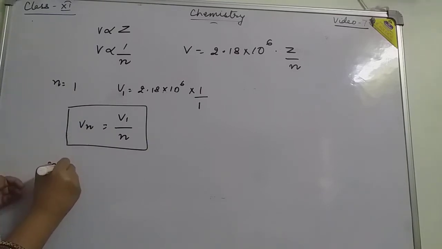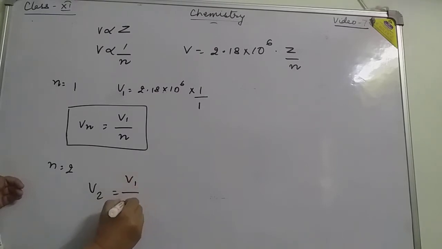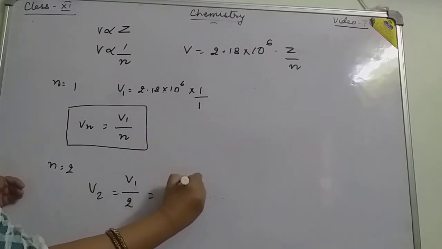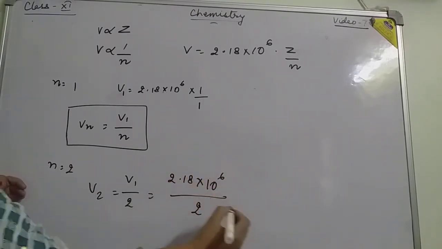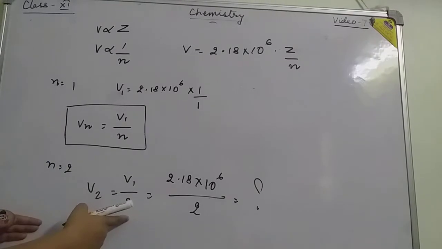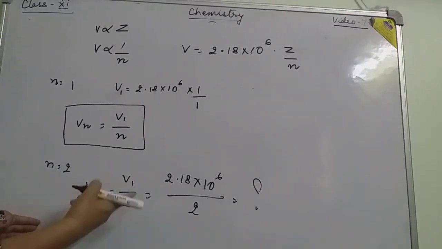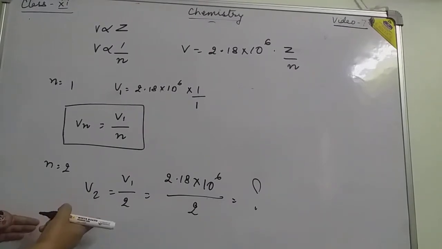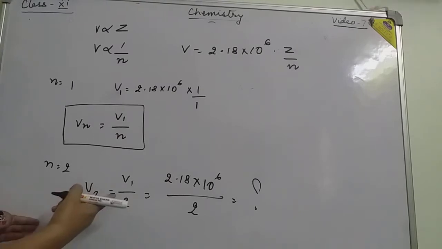For n equal to 2, V2 equal to V1 by 2. So the value becomes half of 2.18 into 10 to the power of 6. For n equal to 3, V3 is V1 by 3. We can instantly calculate the velocity of electrons present in different shells by this method.